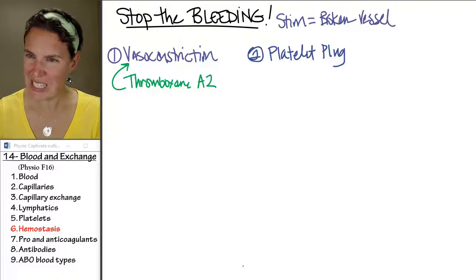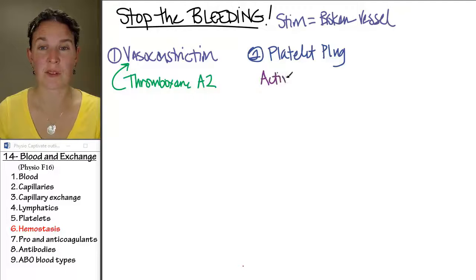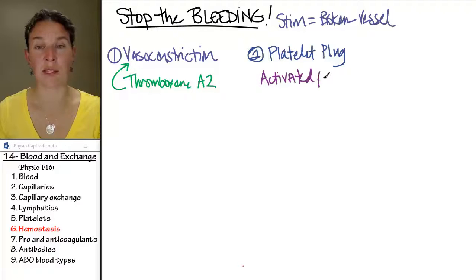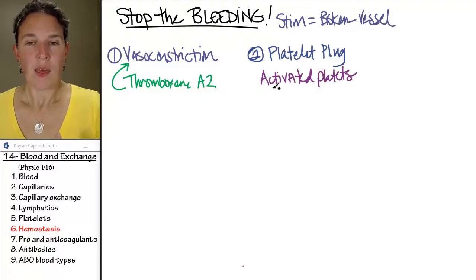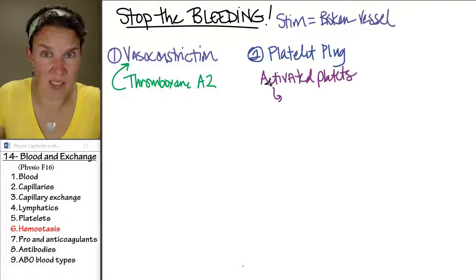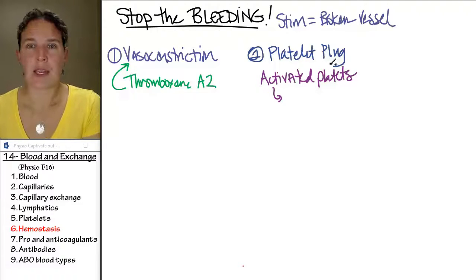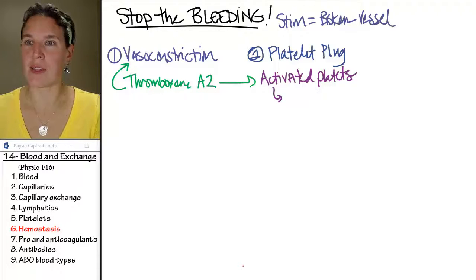Platelet plug, basically your platelets get activated. So what is that? Activated platelets. Nobody knows what that says. It's supposed to say platelet. Why did they get activated? Because the chemicals produced by the broken blood vessel activated them. Guess who's one of the activators? Thromboxane A2. Oh, that's convenient.